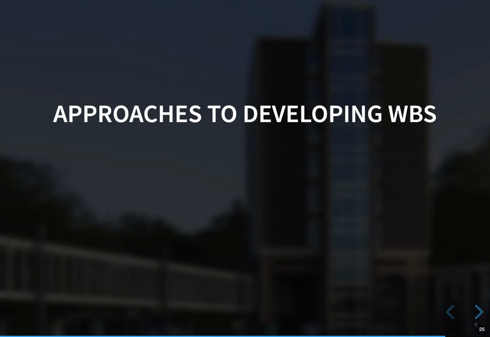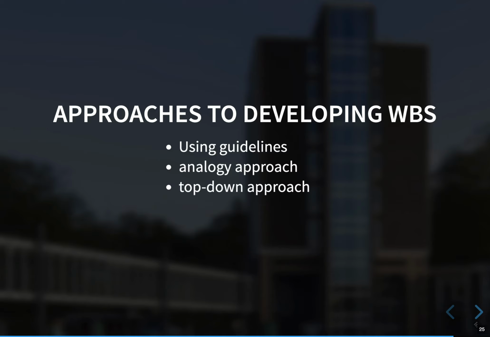What are the approaches to develop the work breakdown structures? Use guidelines. Some organizations provide guidelines for preparing work breakdown structures. Or you can use the analogy approach: have a look at work breakdown structures of similar projects and tailor them to your project. You can use a top-down approach: start with the largest item of the project, on top, naming the project name, and then break it down. Or you have a bottom-up approach: start with specific tasks and roll them up.